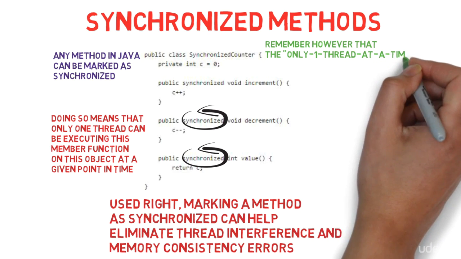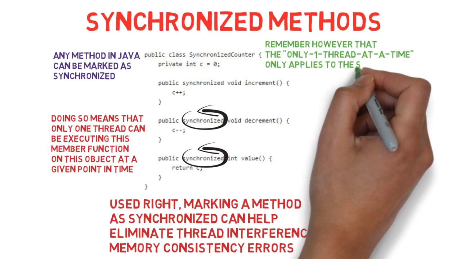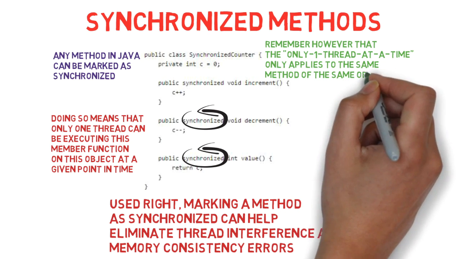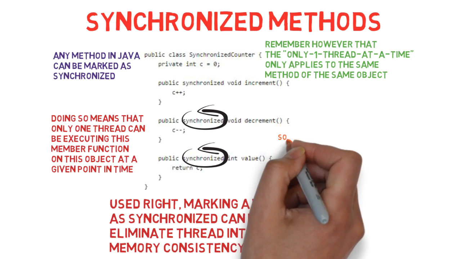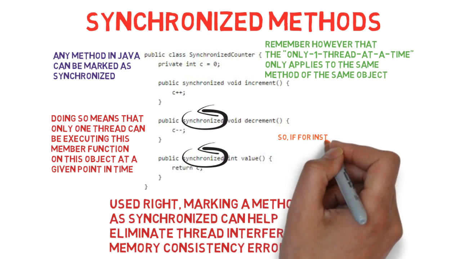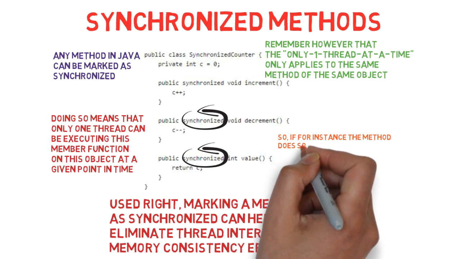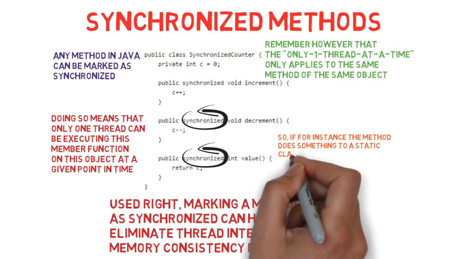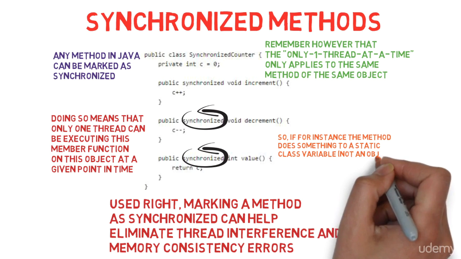Remember, it's important to know this: only one thread at a time. This applies only to the methods of the same object. Say you set up two counters, counter 1 and counter 2. The synchronized applies to counter 1. That means no two threads can access counter 1. The synchronized on counter 2 applies to counter 2. You're not synchronizing access across all instances of counter. The synchronization is on only one instance.